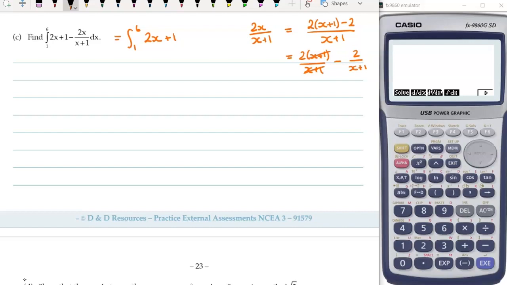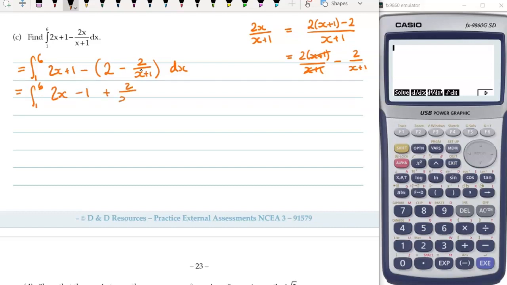So back over to what we had with our question, we now have, I'm just going to give myself a bit more room. If we're going between 1 and 6, 2x plus 1 minus the thing that we just worked out is equivalent is 2 minus 2 over x plus 1. So just taking this bit over here and replacing the 2x over x plus 1 into this. Now we've got terms that we can integrate. 1 to 6, 2x, 1 minus 2 is minus 1, and plus 2 over x plus 1.